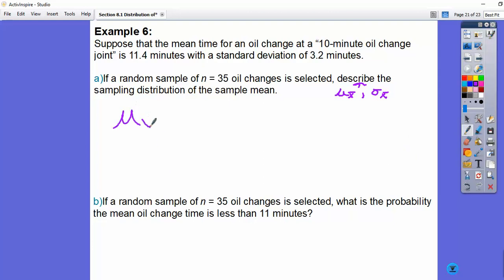So the mean of X bar would be what? 11.4. Standard deviation of X bar is 3.2 over the square root of 35. You could leave it like this. If you wanted to change it to a decimal, you can. As a decimal, that is like 0.5408.